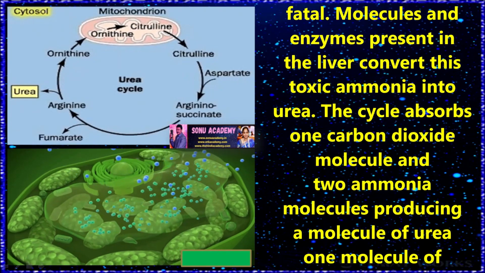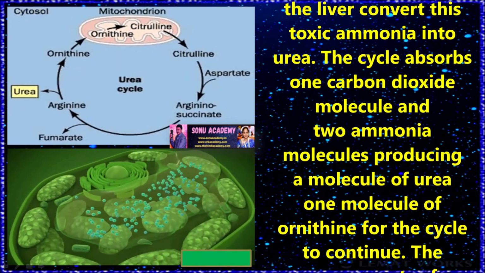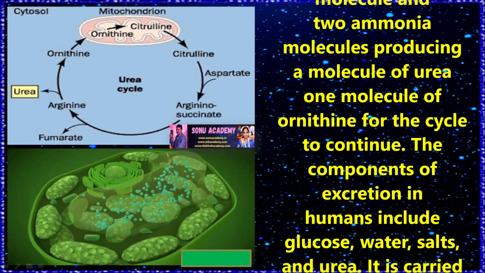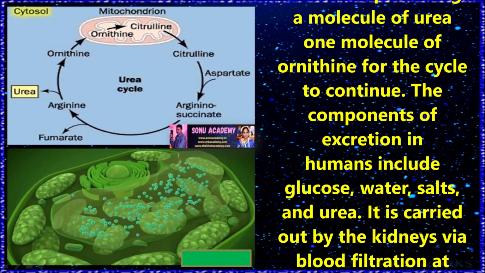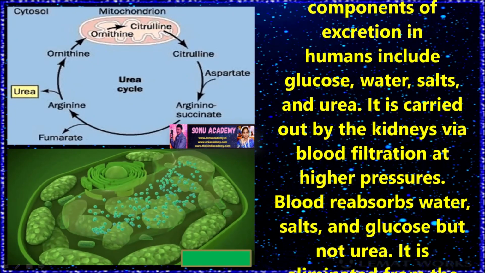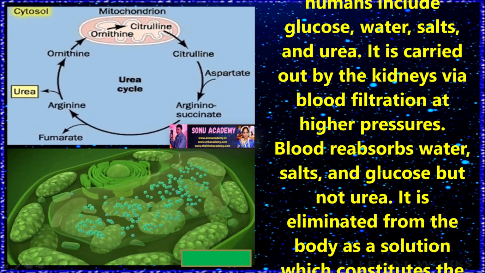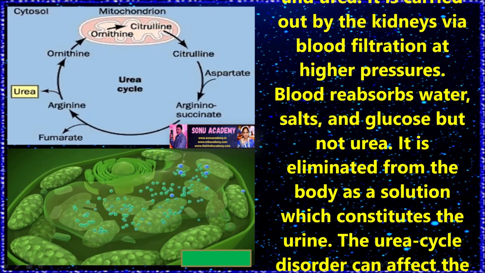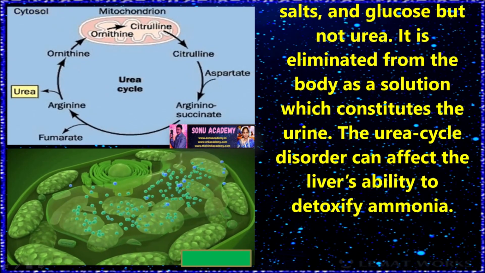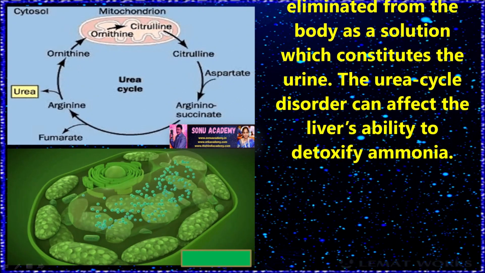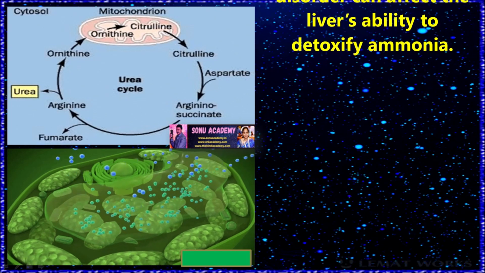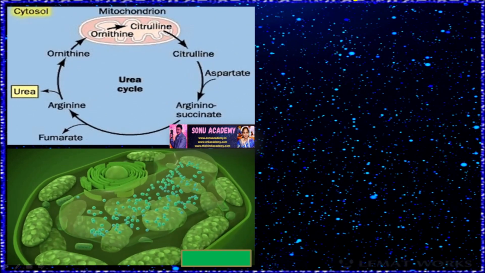The cycle absorbs one carbon dioxide molecule and two ammonia molecules, producing a molecule of urea and one molecule of ornithine for the cycle to continue. The components of excretion in humans include glucose, water, salts and urea. It is carried out by the kidneys via blood filtration at higher pressures. Blood reabsorbs water, salts and glucose but not urea. It is eliminated from the body as a solution which constitutes the urine. The urea cycle disorder can affect the liver's ability to detoxify ammonia.